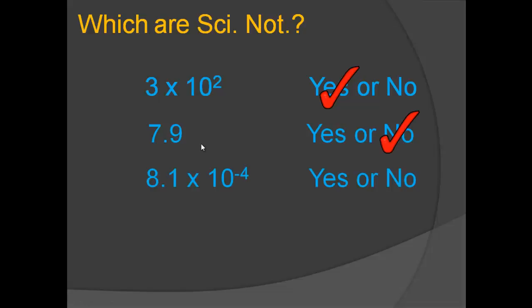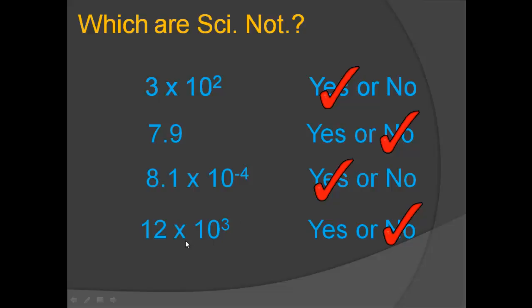How about this one? 8.1 times 10 to the negative 4th. Well, that number coefficient is between 1 and 10, and this has a base of 10, and the number is a whole integer. So yes, it is scientific notation. What about this one? I hope you picked no, because this coefficient right here is not between 1 and 10. It's 12. So this is not a proper scientific notation format.